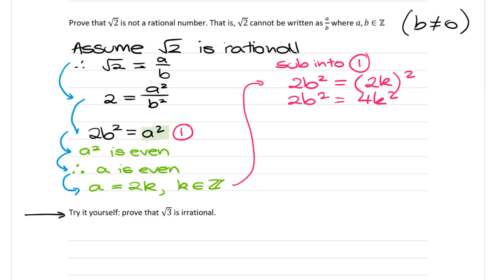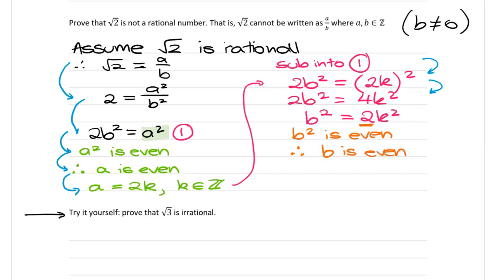So hopefully you're again thinking, how do we go from one step to the next? And you're feeling comfortable. Okay, let's divide both sides by 2. So b squared equals 2k squared. Oh, well, that's interesting. That means that b squared is even, because b squared can be written as 2 times something. And if b squared is even, that means therefore b is even.